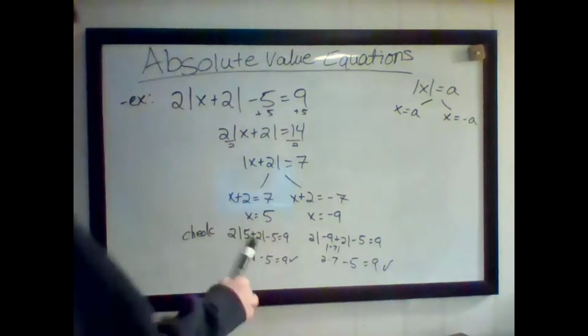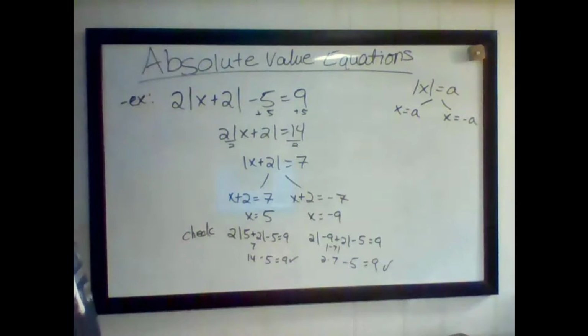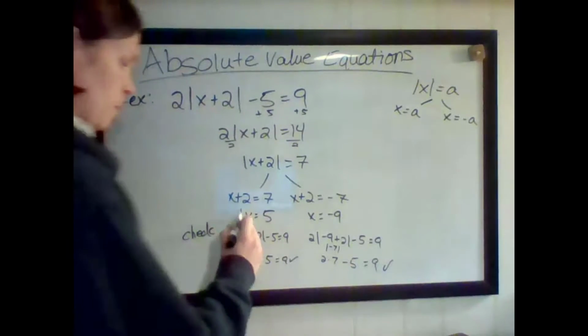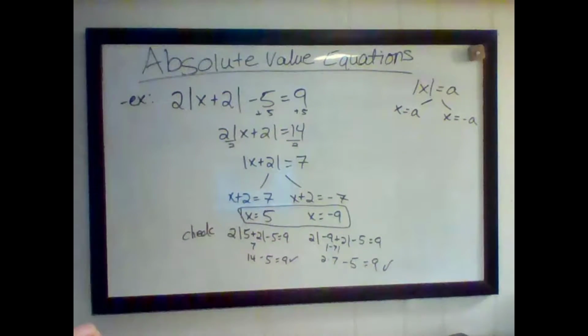That's 9. So notice, it's going to get me the positive and the negative of the same number, which means it's going to work out two different times typically. These are my answers. Okay, one more.